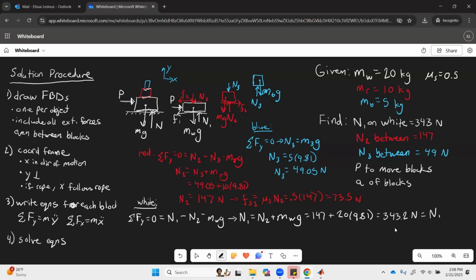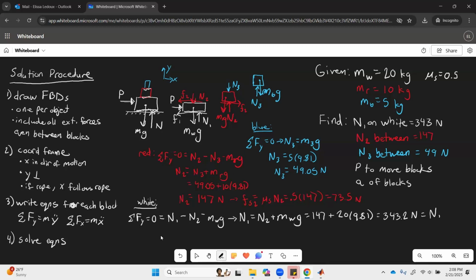So here, this happens to be the same as the weight of all the blocks, which that should be, right? Because all the blocks are sitting on the ground, therefore the normal force from the ground should be equal to the weight of the blocks, because we didn't have any other vertical forces going on there.